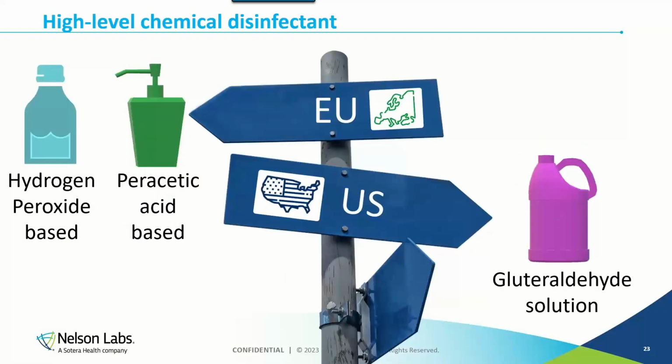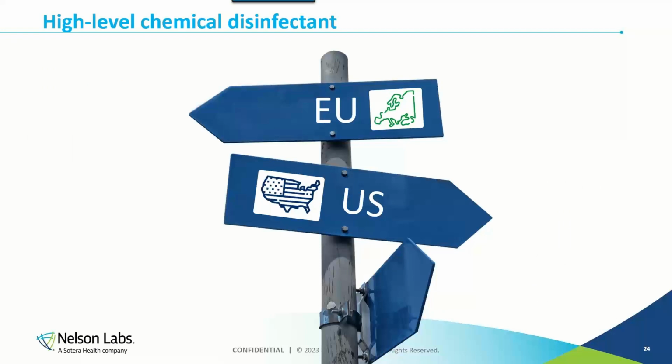And here again, we have different products being preferred in different markets. So for Europe, we see that hospitals tend to prefer hydrogen peroxide-based or peracetic acid-based solutions, whereas for the US, glutaraldehyde solution is preferred. Again, what does that mean if you want to target both markets? Well, we are lucky here that there are some products available, such as Cidex OPA, which are widely available in both markets. So you could use those to have one product for both target markets.